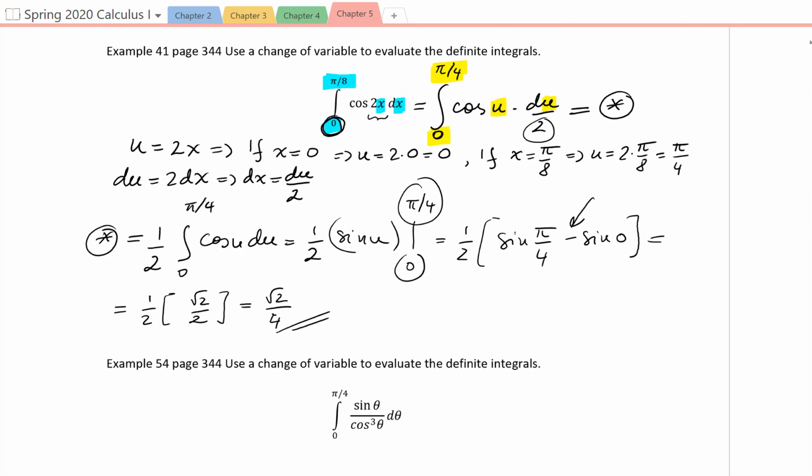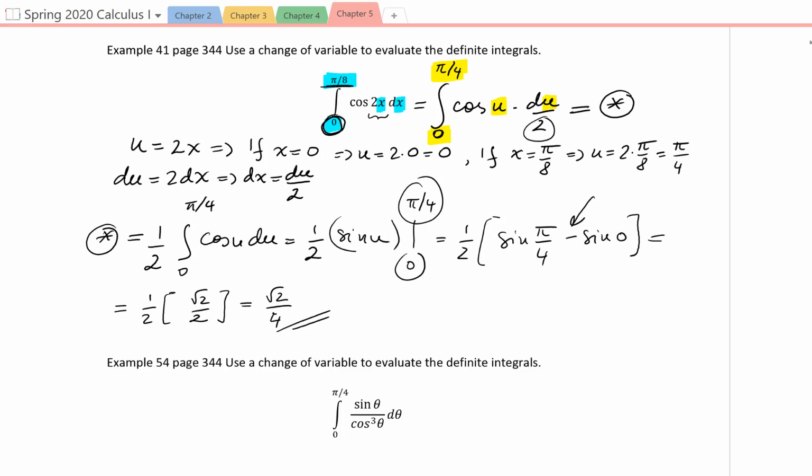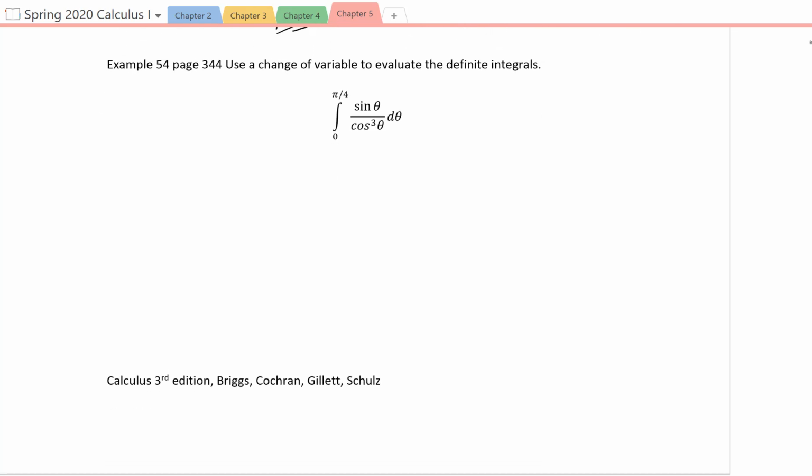Another way you could have solved this problem, having the limits, well, I'm going to do that on the next problem. I'm going to show you how to calculate the limits in a different way. So let's look at the problem from the bottom. Integral from 0 to pi over 4 of sine of theta over cosine cubed theta d theta. So I am going to set u equals cosine theta. So du equals negative sine theta d theta. So basically d theta is negative du over sine theta.